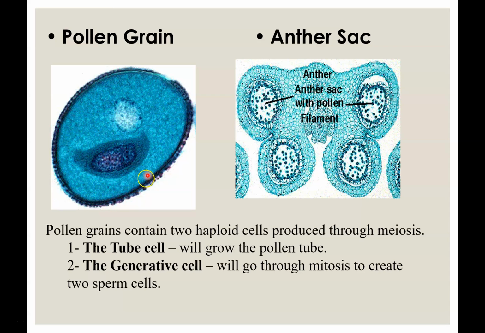The tube cell will grow the pollen tube. It will develop into the pollen tube, whereas the generative cell will go through mitosis to create 2 sperm cells.